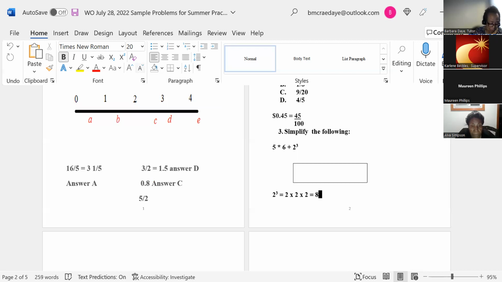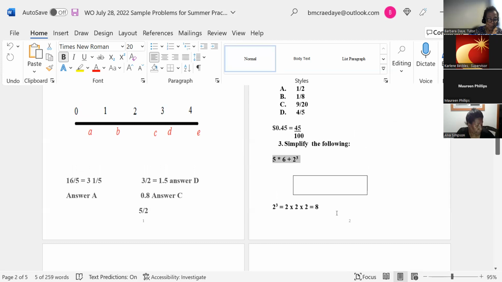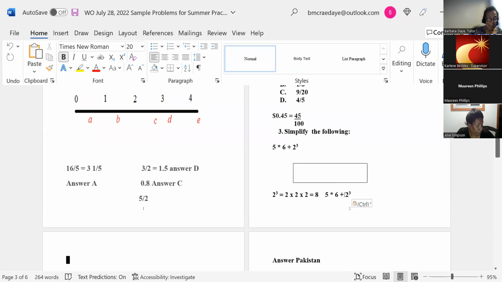So that one you do first. So what would you have left? Let me just copy this and put our 8 in there. So you did that one first. Okay, so this would be 5 times 6 plus 8. So let's put our 8 here, because that's what you told me 2 to the 3rd was. Okay, Alva. Now what's the next step? PEMDAS. What would be your next step? Exponent. You did that one already, when you got 2 to the 3rd is 8.